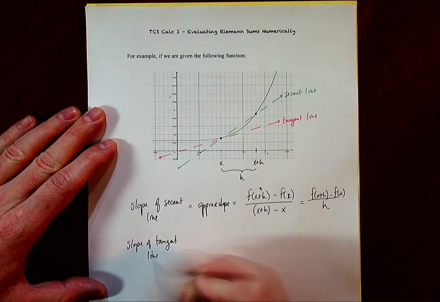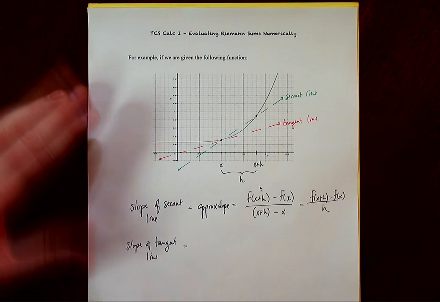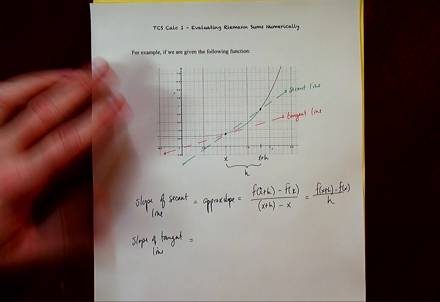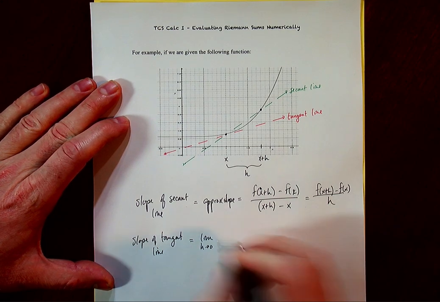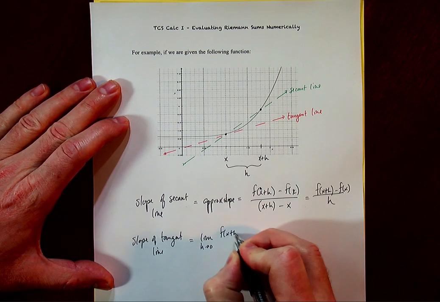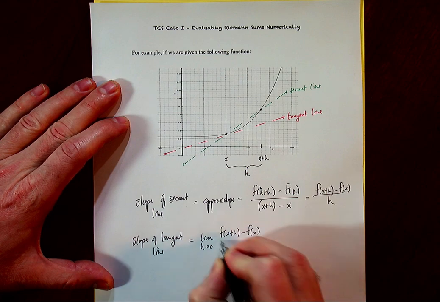What we do analytically to show the same thing that we just showed graphically in that animation is we take the limit as h approaches 0 of f of x plus h minus f of x, over h.